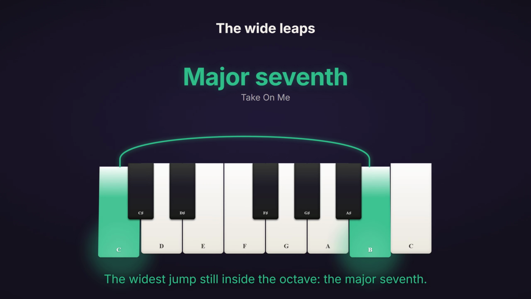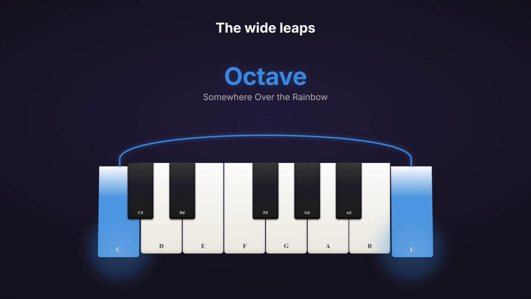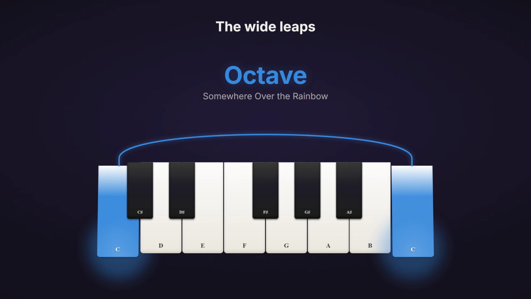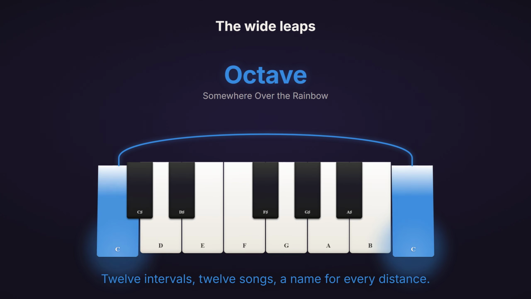Listen. That is the start of Take On Me, a leap so wide it almost aches to close the last step. And finally, 12 semitones, the full octave, the same note higher up. Listen. That is Somewhere Over the Rainbow, the soaring jump on the word "some." The two notes share a name and feel like one idea lifted into the sky. 12 intervals, 12 songs, and your ear now has a name for every distance inside an octave.